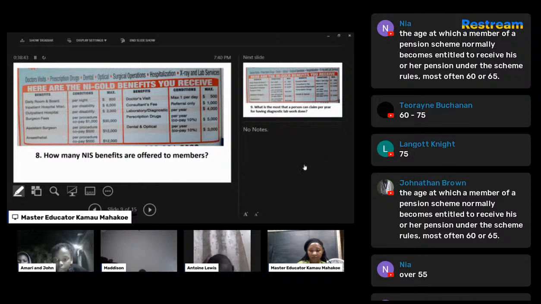Number 8. How many NIS benefits are offered to members?